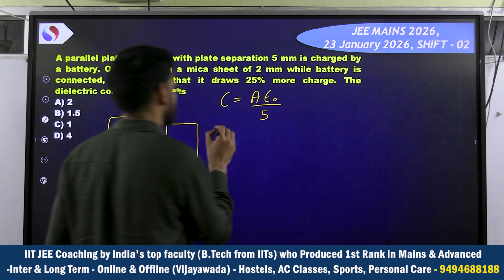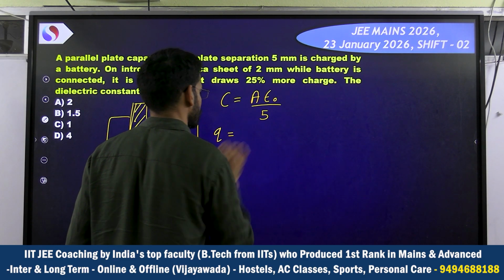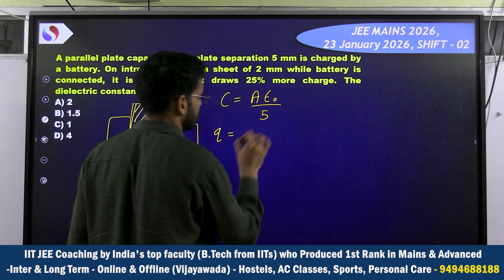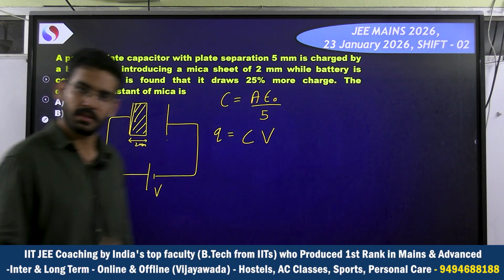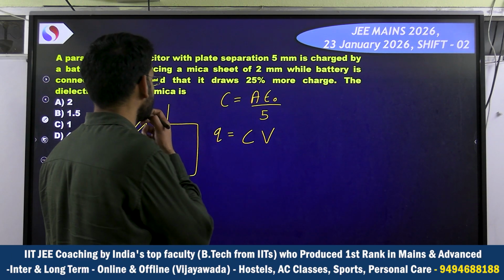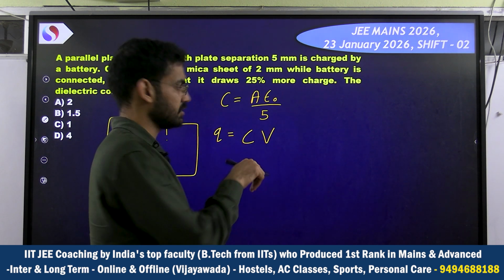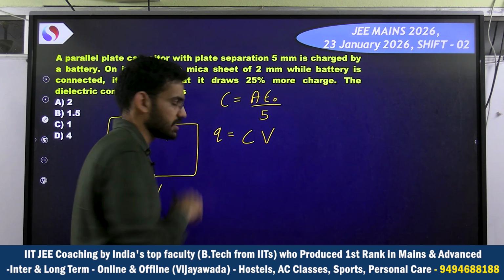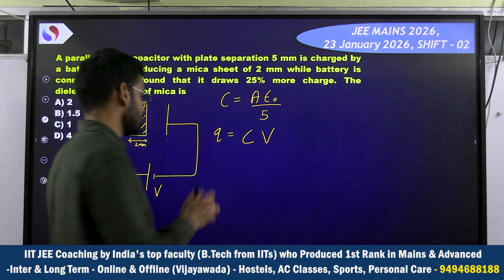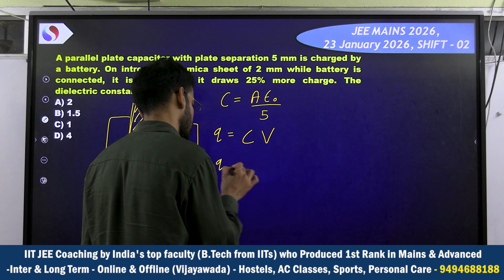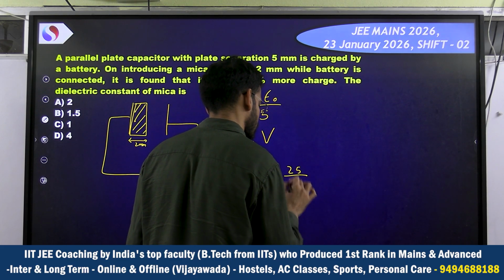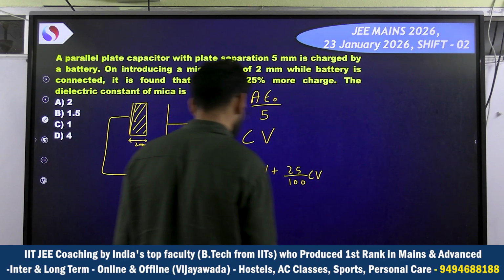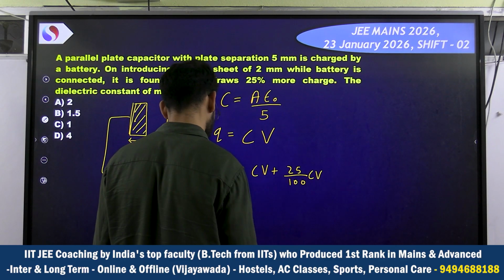Before introducing this, what was the charge? Q. So the charge is CV, where C is the capacitance and V is the battery voltage. Agree? Now after this, you change the capacitance, so the charge will also change. He is saying that Q final is nothing but CV plus 25% of CV. That means what? Q final is how much?